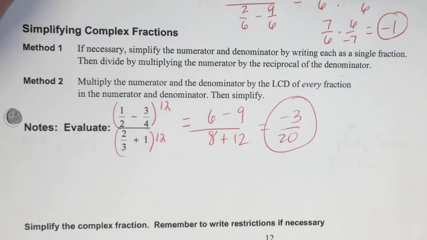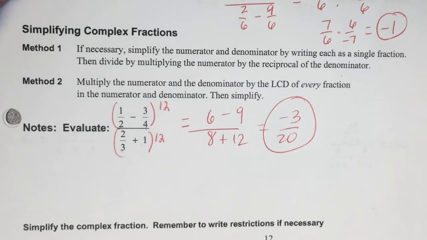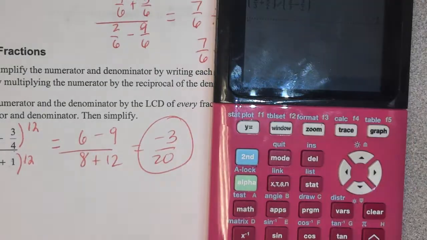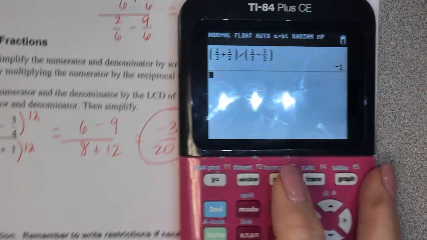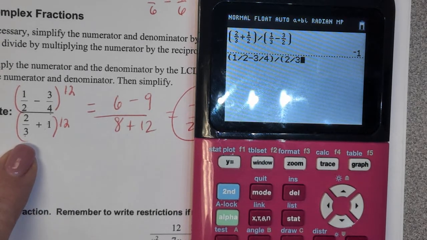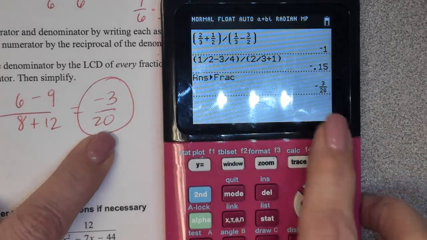Are you finished yet if you use method 1? Probably not. If you use the calculator, you're probably not finished. And guys, if you don't understand how to use that fraction thing like I showed you, it would take you an even longer amount of time. You have to do parentheses 1/2 minus 3/4 divided by parentheses 2/3 plus 1 parentheses equals this. Then I have to math frac that. And finally, I get my -3/20. I'm telling you, it's faster the way I'm showing you.